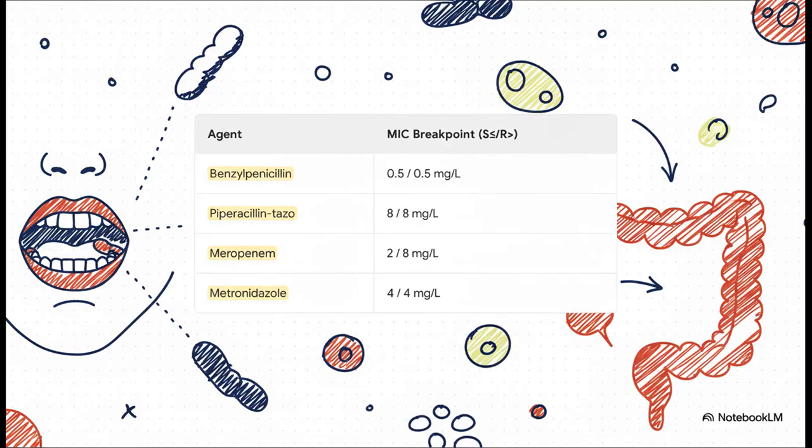So what do we do in the meantime? Well, the current workaround is to use the breakpoints for a close relative, Fusobacterium necrophorum, as a stand-in. But the good news is there's light at the end of the tunnel. EUCAST knows this is a gap, and they have a project underway to develop specific breakpoints for Fusobacterium nucleatum, hopefully for release in 2025. And that is going to be a huge step forward for everyone.